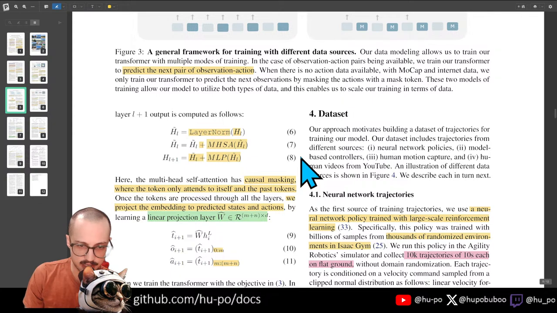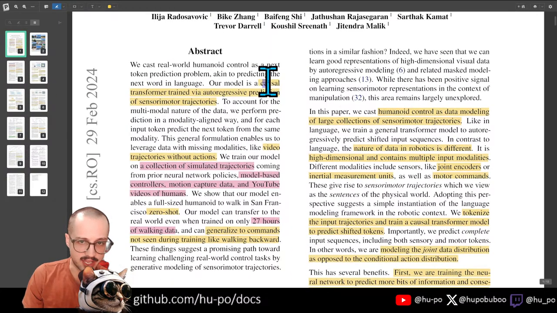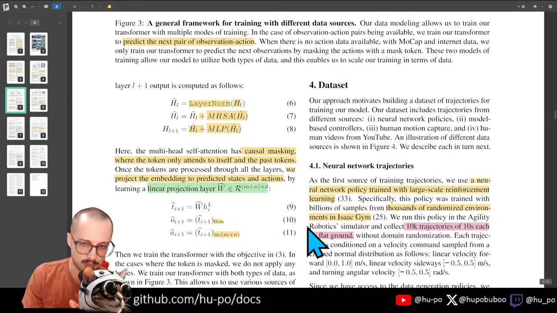The multi-head self-attention has causal masking, where a token only attends to itself and the past tokens. This is pretty standard, right? This is why it's called a causal transformer. So here they mention a causal transformer, because it has that masking. That masking just prevents the transformer from cheating, looking ahead and trying to predict the next token based on the future. So they have this mask, right?